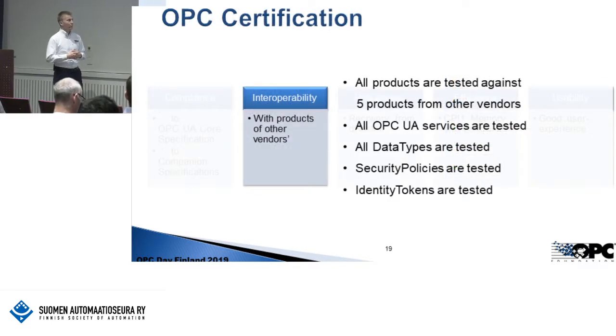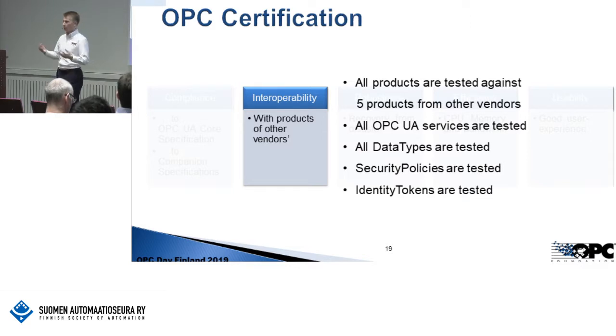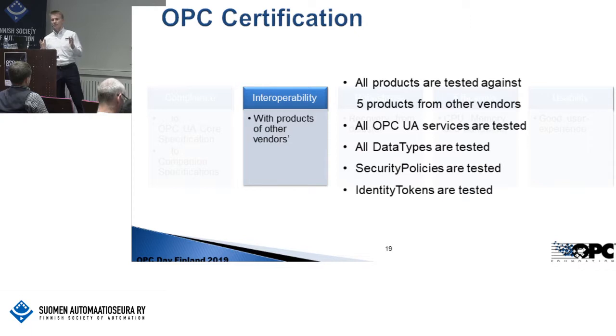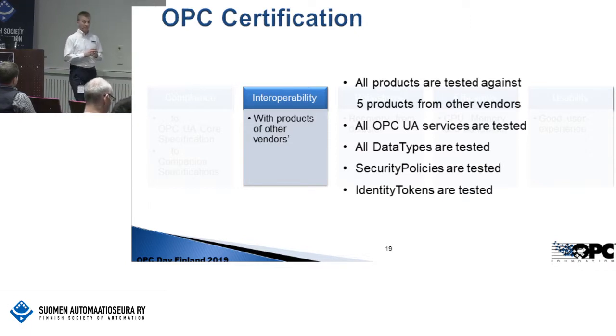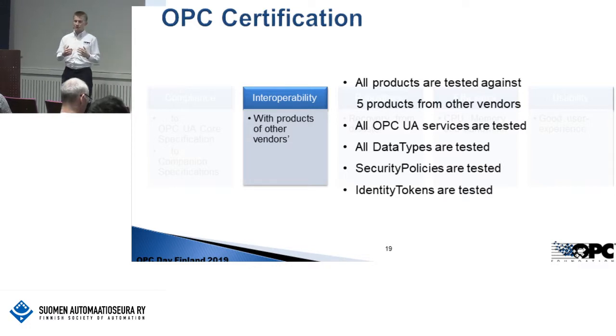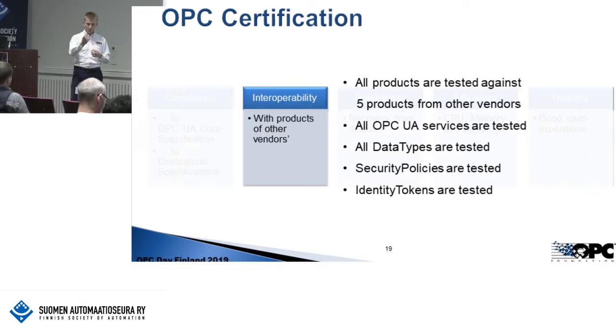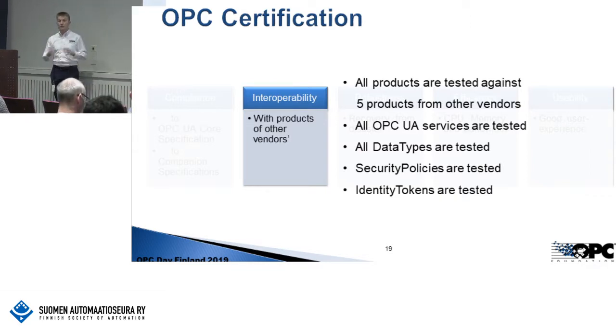Second area is the interoperability. Of course, that is why OPC UA is here. What we do here is we test your product against a minimum of 5 products of other vendors. And other vendors means not just any other vendors, but different SDKs, different stacks, different programming languages. Different areas like PLC with a PLC and HMI with a PLC and so on. So we really ensure that you do have a high level of interoperability here.